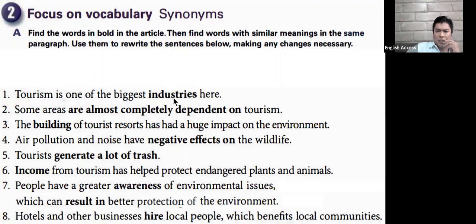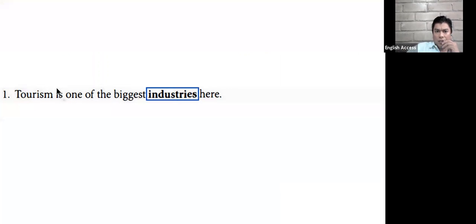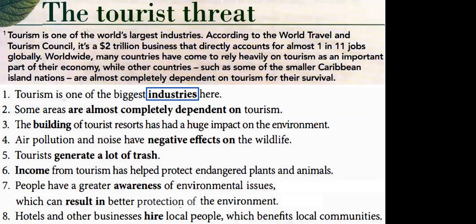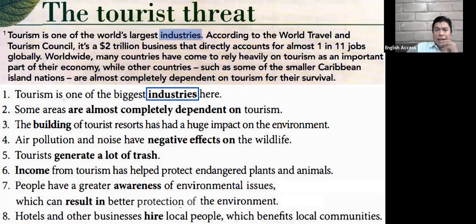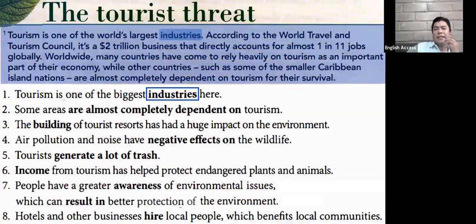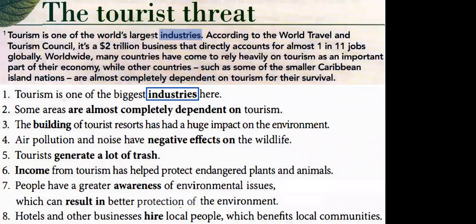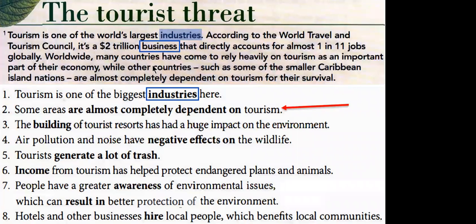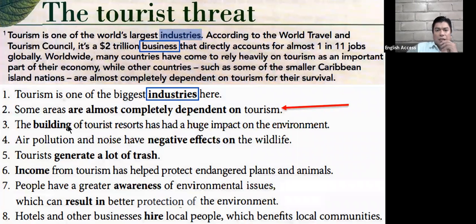Tourism is one of the biggest industries here. Now we need to find where is the word industries. That will be in the very first paragraph. Tourism is one of the world's largest industries. Now in this same paragraph, we need to find another word with a similar meaning. What would that be? Business. Okay, so there is our word, business.